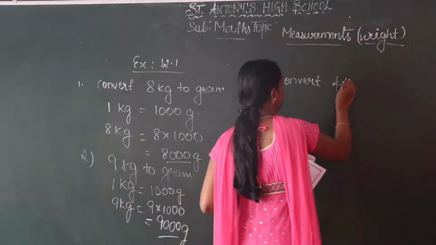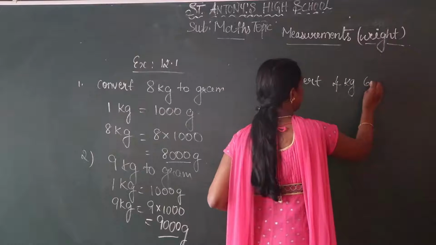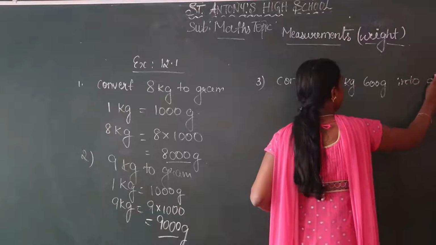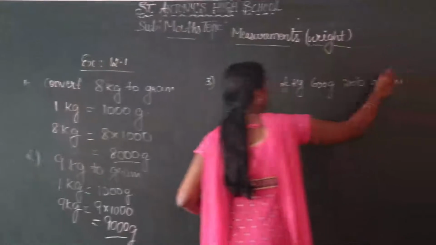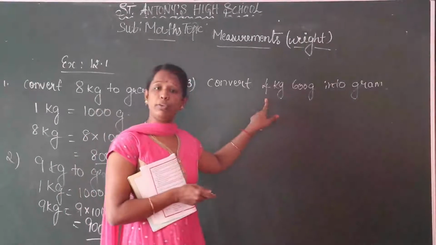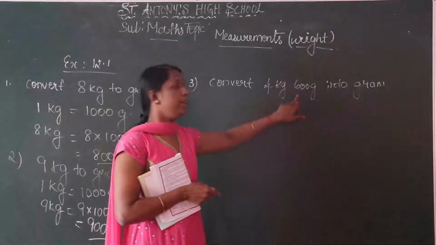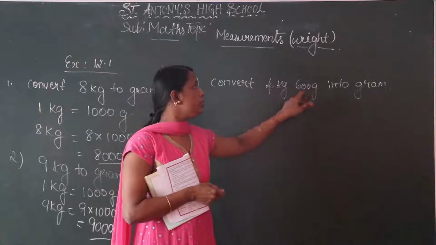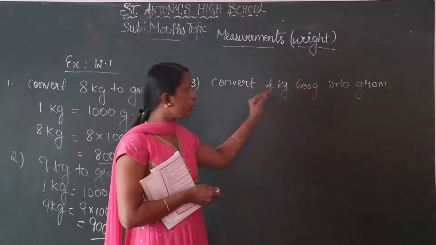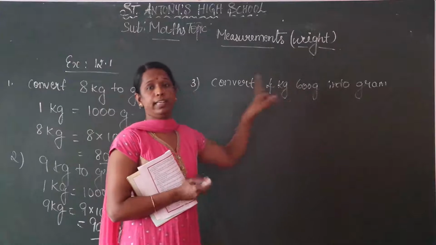Next, convert 4 kg 600 grams into grams. Read the question. See children, convert 4 kg. Here we have to convert only 4 kg, but 600 grams is already given. So while converting this 4 kg, the answer should be added to this 600 gram.